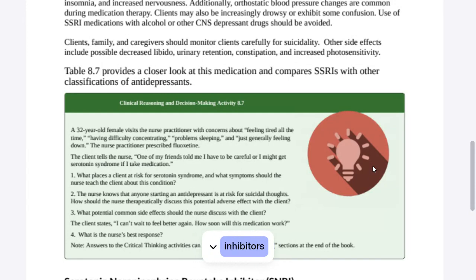Monoamine oxidase inhibitors. Monoamine oxidase inhibitors are first-generation antidepressants. A significant disadvantage to MAOIs is their potential to cause a hypertensive crisis when taken with stimulant medications or foods containing tyramine. Mechanism of action.